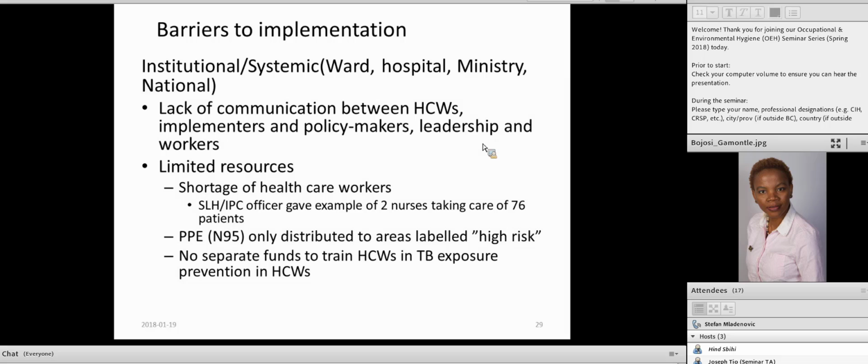So lack of resources, again, there were no separate funds to train healthcare workers in TB exposure prevention. The workshops and the training that were done, and I had a chance to attend one of them during the data collection, were actually funded by external organizations such as the CDC and some of the American organizations that I was involved with. But the government itself at that particular time didn't have any funds that were particular for this thing.